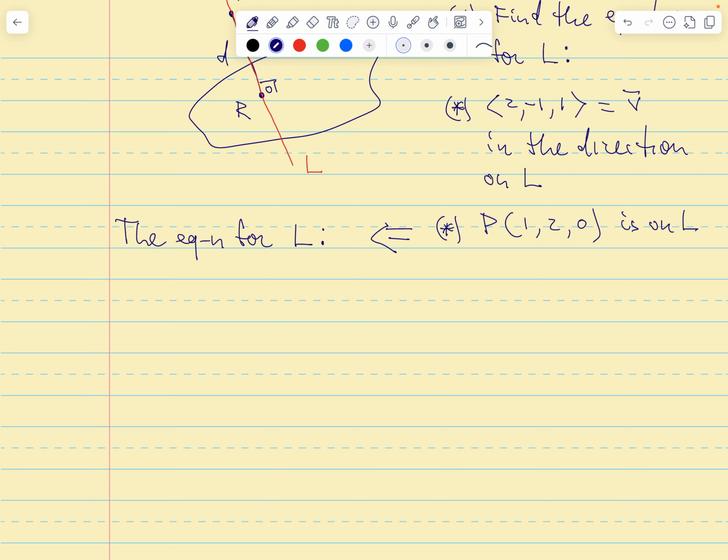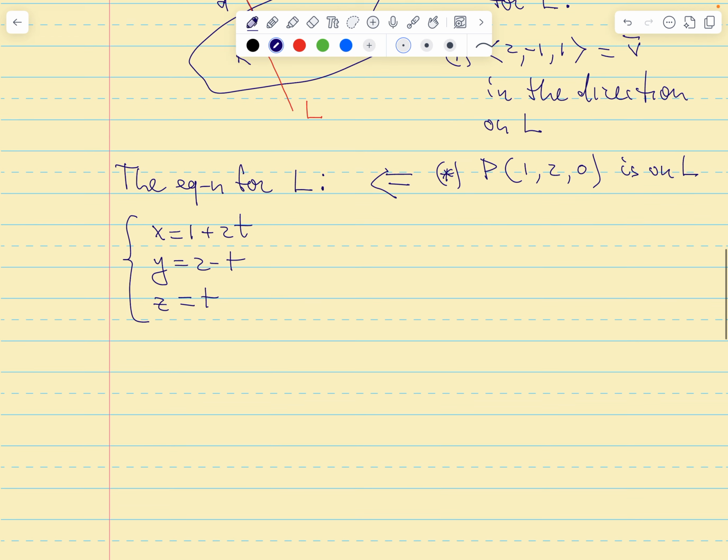So P is on L, V is an L, so the equation for L is going to be x equal to x component of P, 1 plus first component of V times t, y is the second component of P, 2 minus 1 times t, minus t, and then z is the third component of P, 0 plus 1 times t, so that's just t. So that's the equation for L.